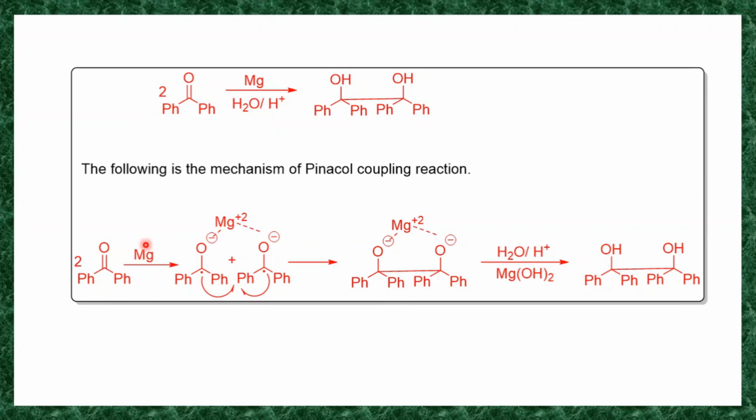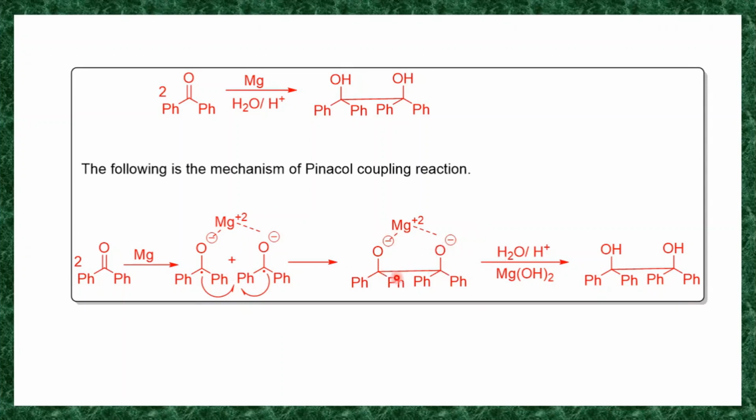Magnesium has two electrons, and since you are using two benzophenone molecules, both molecules will be reduced, and you will get two radical anions of benzophenone. Oxygen has a negative charge, so this oxygen forms a covalent bond with the magnesium, Mg2+. The next step is simply the coupling of these two radical anions together, and you will get this compound.